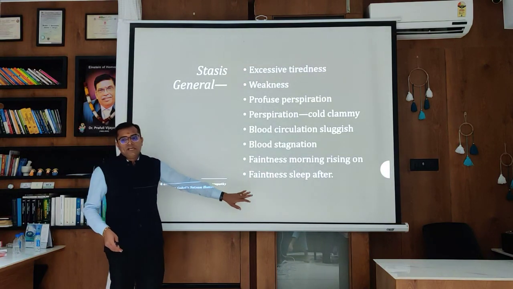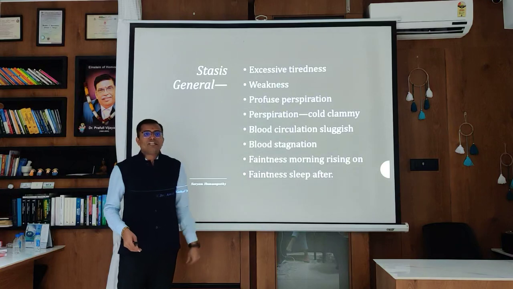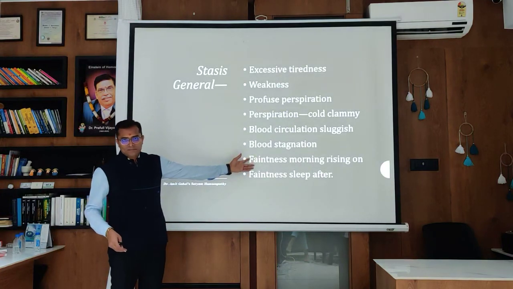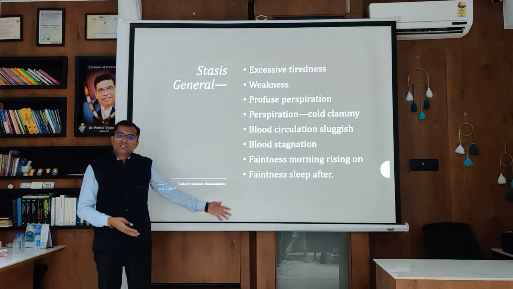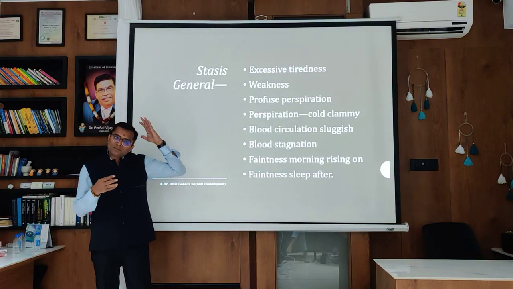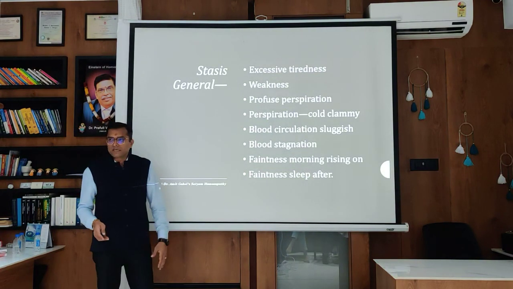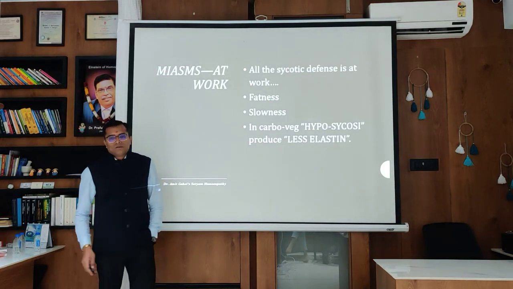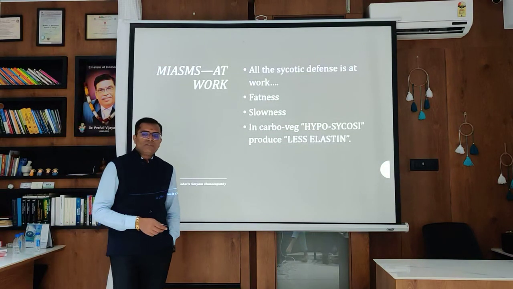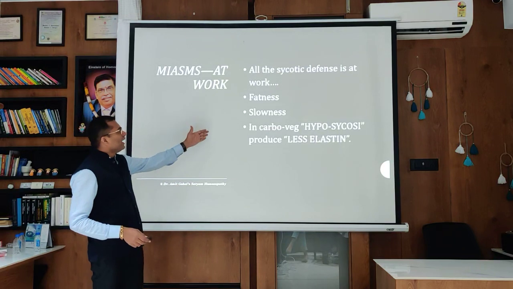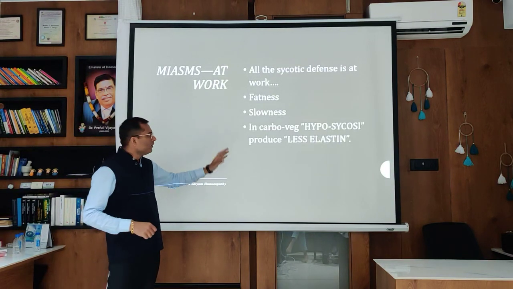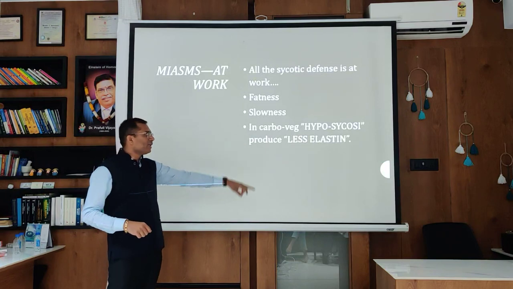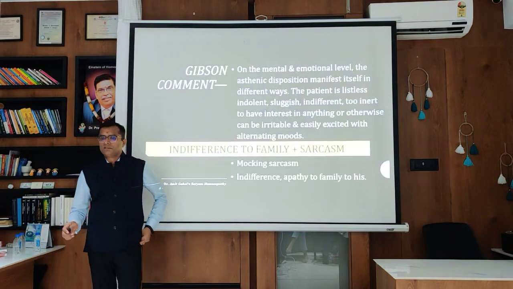carbo veg. Faintness, sleep after. Why sleep after? Again, it is the same. After waking from sleep, they have to go into activity. So that activity is affected by the slowness of circulation and leads to faintness. So all the psychotic defense at work. Fatness, slowness, fatness means thickness, slowness, and in carbo veg hypopsychosis and less of elastin.